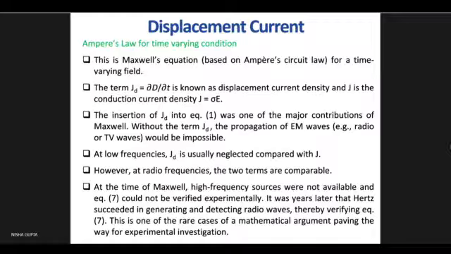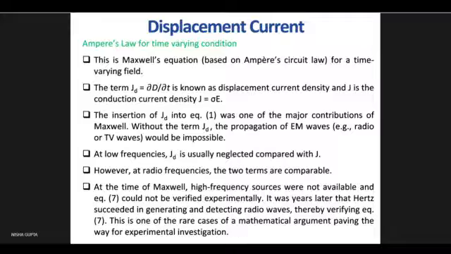So if we insert this term J_D into our equation number 1, this insertion is one of the major contributions of Maxwell. This is the term which is responsible for wireless communication and the propagation of electromagnetic waves. Otherwise, if this term was not there, wireless communication or propagation of electromagnetic waves would not have been possible. Now, what happens if we work at low frequency?